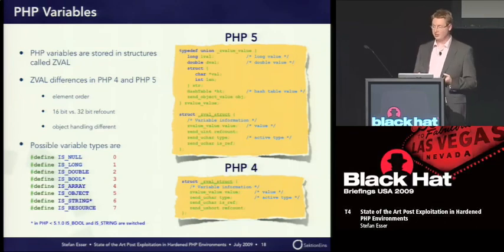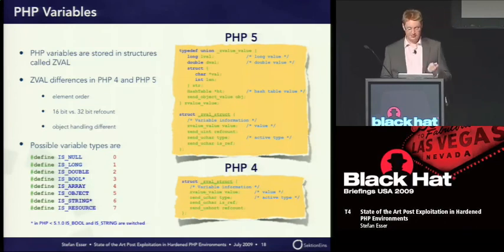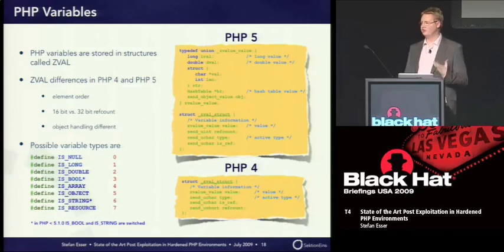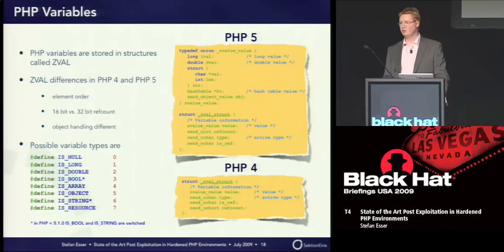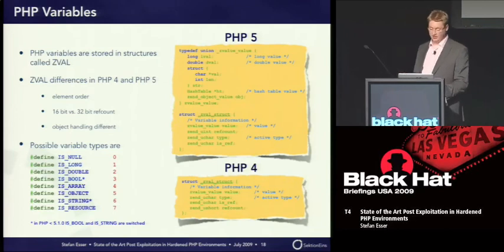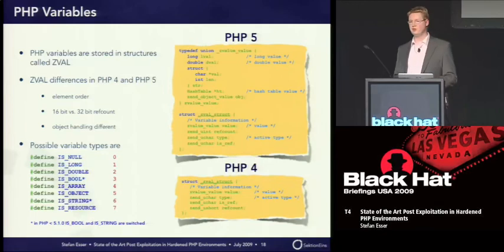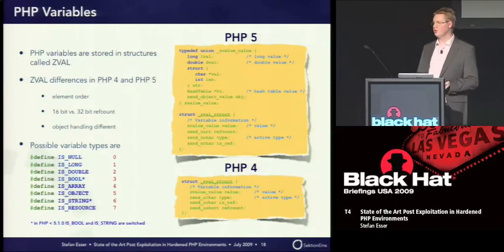I forgot to mention, in PHP, these structures are called zval. There's a flag or a type field in this structure that is telling PHP what kind of variable this is, and there are null values, long values, double values, Boolean values, arrays, objects, strings, and resources. Resources in PHP are like file descriptors or network handles.